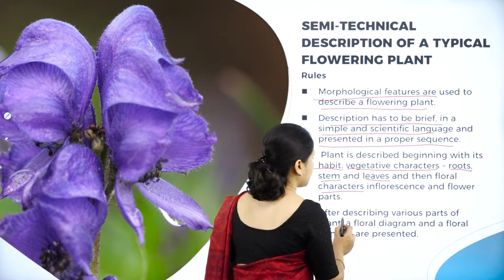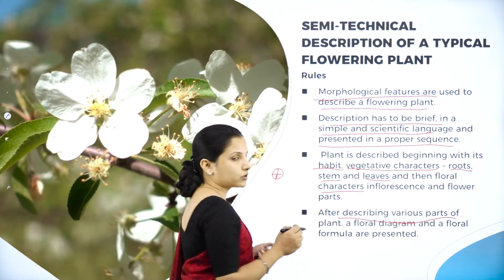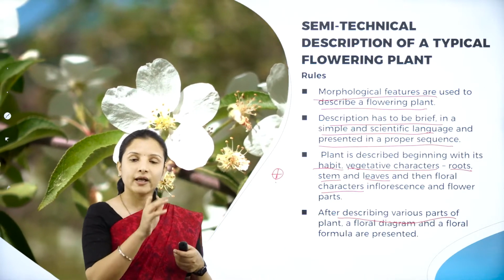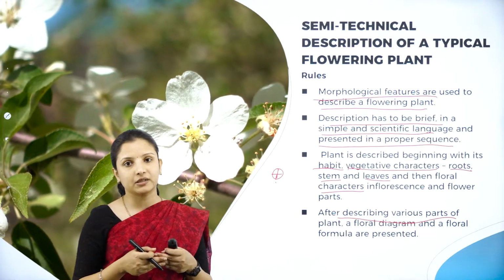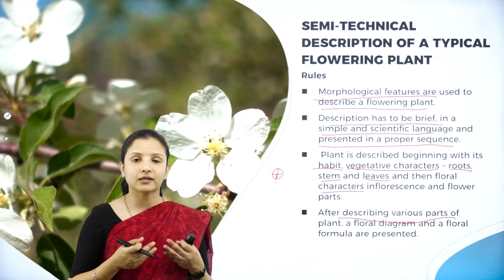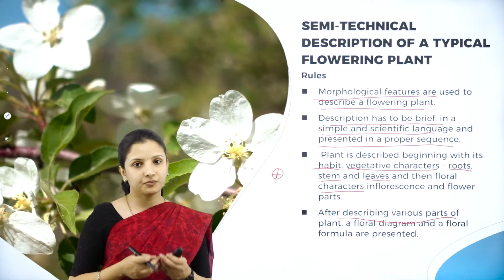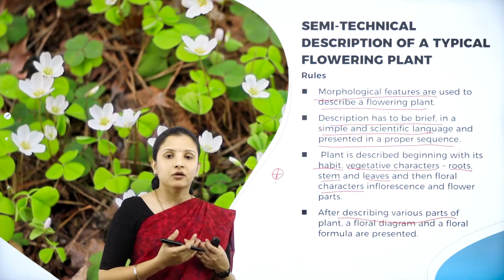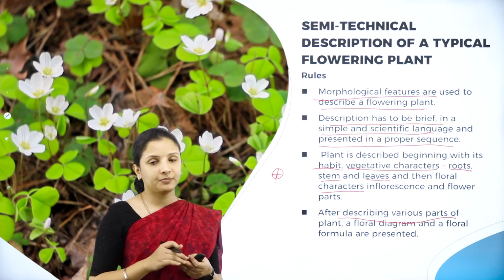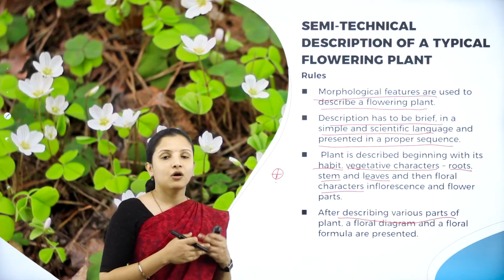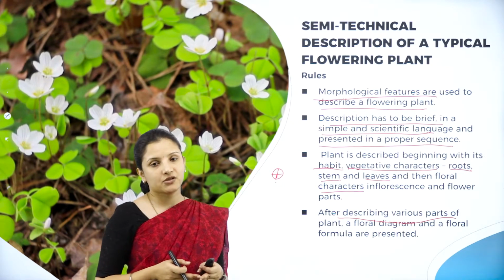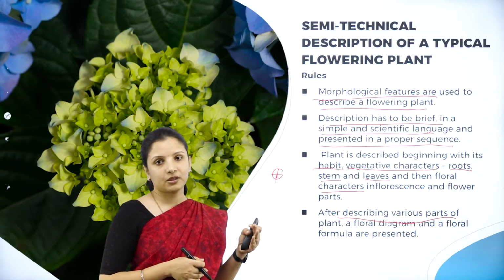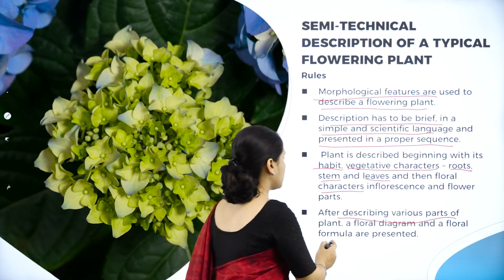After describing various parts of a plant, the floral diagram should be drawn. Once you look at the floral diagram, you can understand where the calyx is present, how many sepals are present, and whether the calyx is united, that is gamosepalous, or polysepalous. Likewise, coming to the corolla or the petals, whether it is gamopetalous, how many petals are there, whether they are polypetalous, or whether they have vexillary aestivation. All that you will come to know. And finally, based on the floral diagram, you have to put the floral formula.